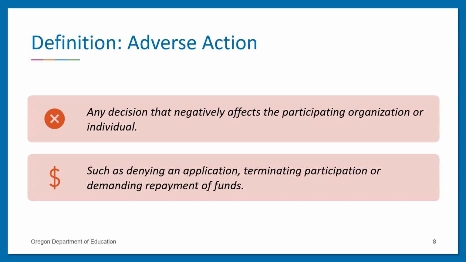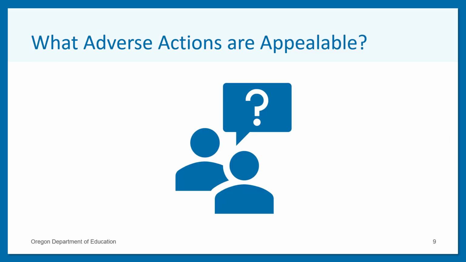Adverse action is an action taken by the state agency that impacts an institution's participation in the CACFP and/or their reimbursement. We will get into more specific adverse actions that are appealable soon. Now that we have discussed the basic definitions, let's talk about what adverse actions are appealable.